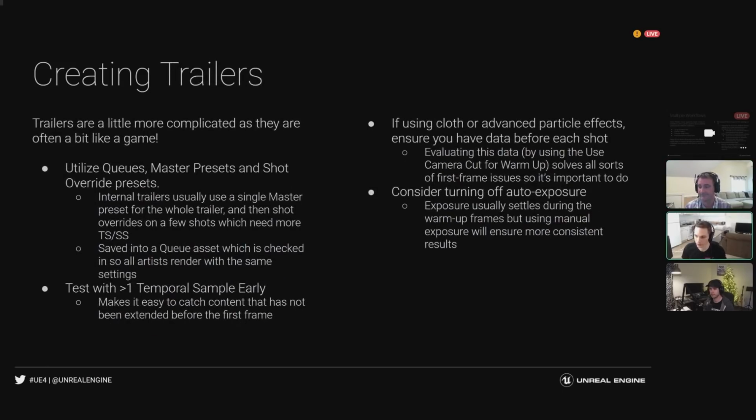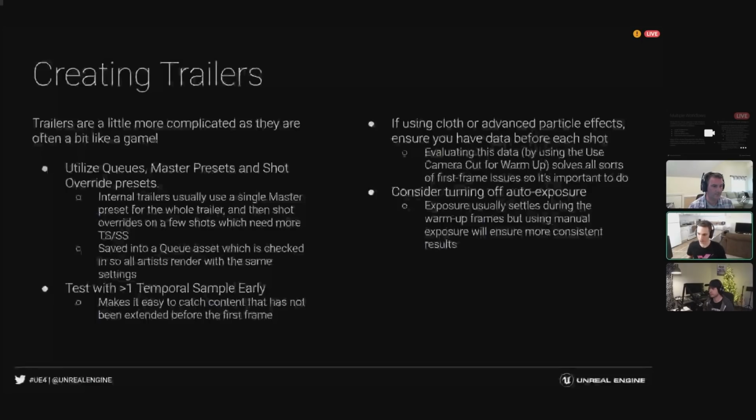So if you're creating trailers, you've moved out of the single screenshot realm and into the many screenshot realm of movies. Trailers are going to get a little bit more complicated because they're turning into a bit of a game. Unreal Engine has a long history as a game engine, so you do need to start considering some of the side effects of being a game engine as you go forwards. For trailers, you're going to want to utilize cues, master presets, and shot overrides. Internally for trailers, we usually use a single master preset for the whole trailer, and then we'll use a shot override for a few shots which need more temporal or spatial samples.